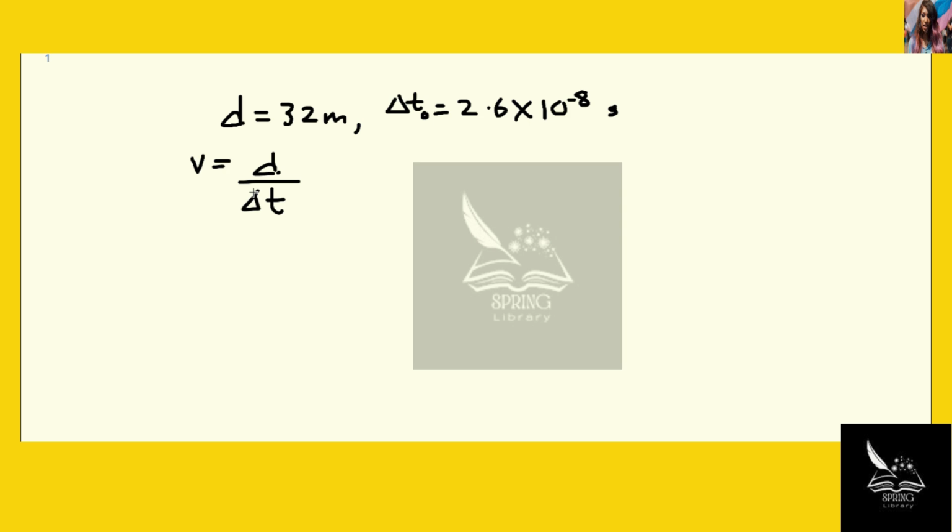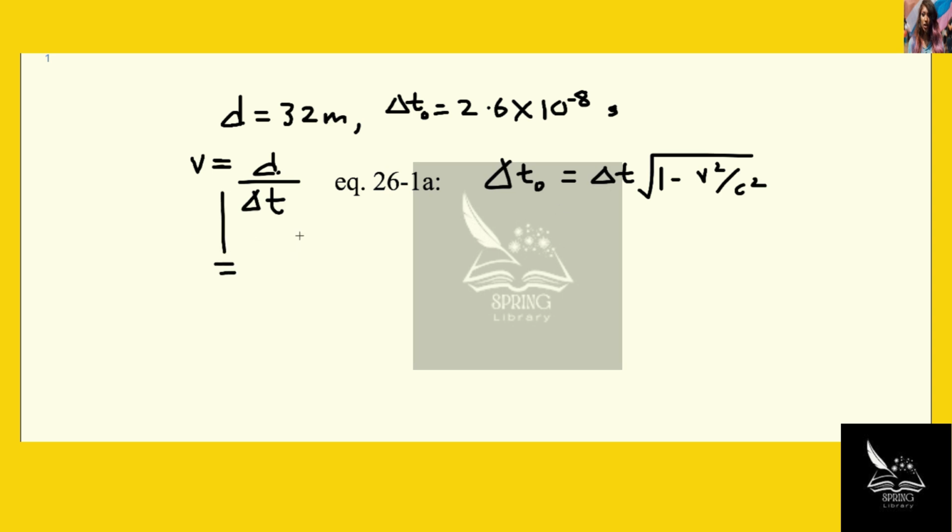The time is not delta t naught, because in its own reference frame it will be delta t, which you'll remember from equation 26-1a for time dilation: delta t naught, the rest frame time, equals delta t, the moving frame time, times the square root of 1 minus v squared over c squared. So you plug that in, and you get v equals d over delta t, so delta t is delta t naught over the square root, which goes up here, times 1 minus v squared over c squared.